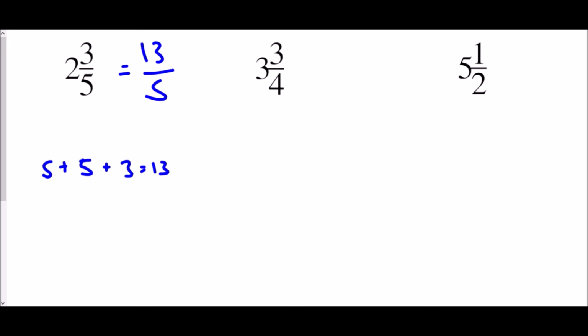But how could I get that quickly? Well, it's just a case of multiplying the whole number by the denominator and then adding the numerator. 2 times 5 is 10 plus 3. So let's try that here.